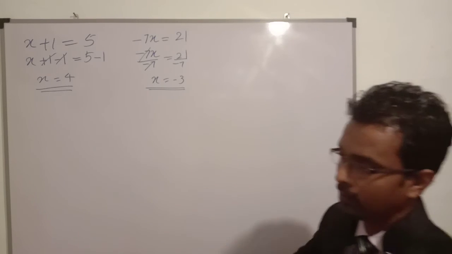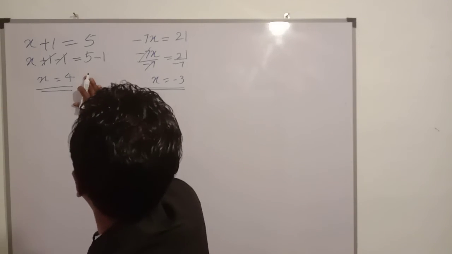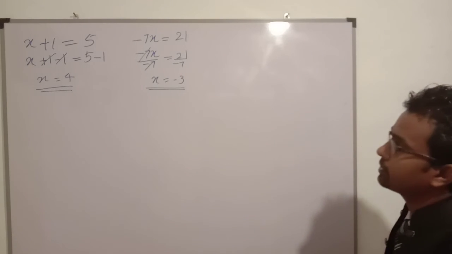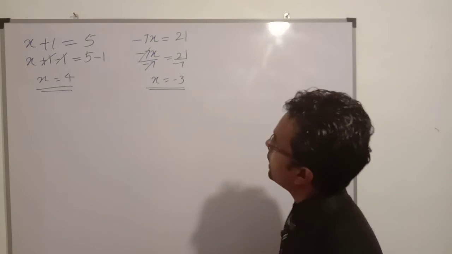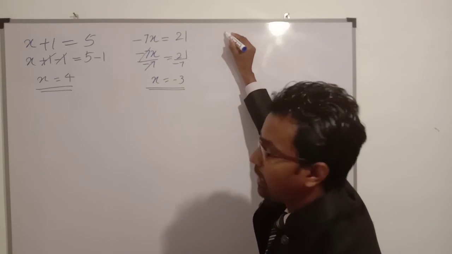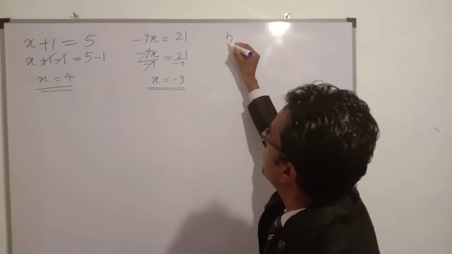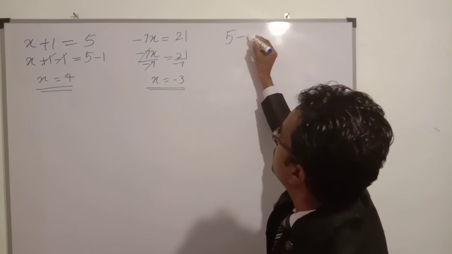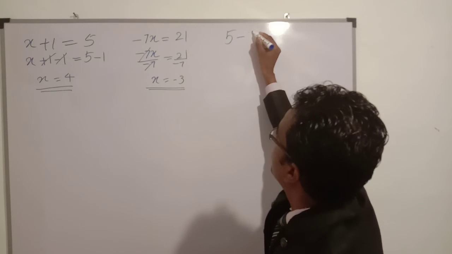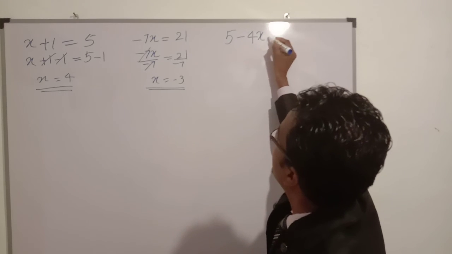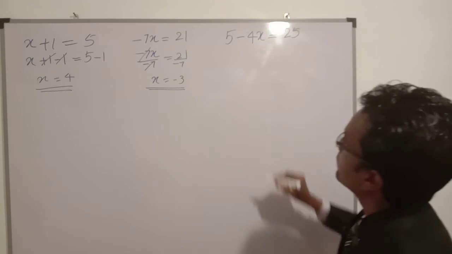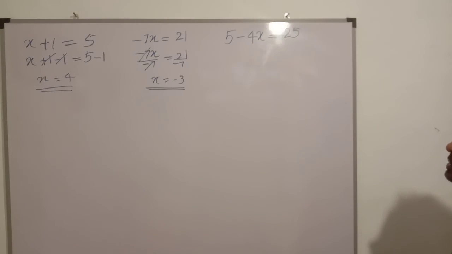First we discussed a simple equation. Then we discussed a simple equation with a negative sign. Then I will discuss another equation with a negative sign. We have discussed some like that earlier. 5 minus 4x. 5 minus 4x equals 25. Let's see how to solve this one.